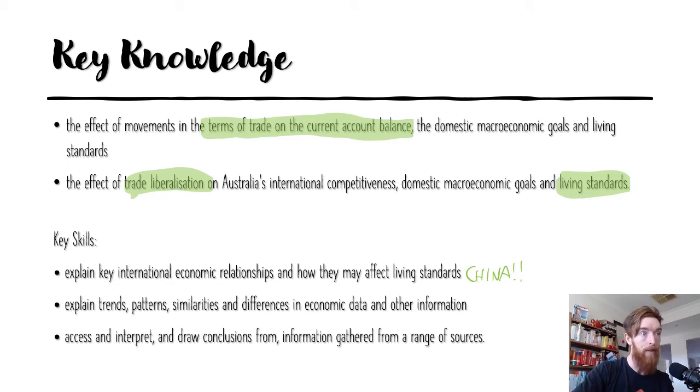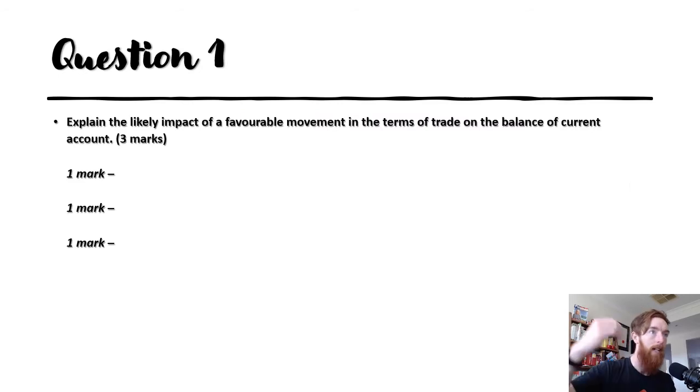So let's get into our first question, which is explain the likely impact of a favorable movement in the terms of trade on the balance of current account. Like I mentioned in the last question we looked at with the current account, I'm predicting that VCAA is going to be using that phrasing, the balance of current account, rather than current account deficit as it says in the study design. And that is because we are currently in a current account surplus.